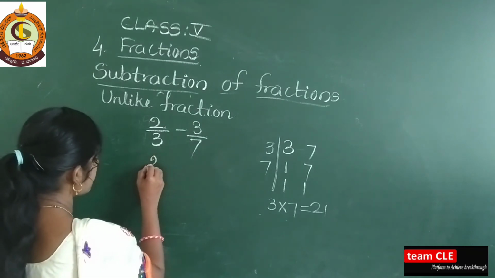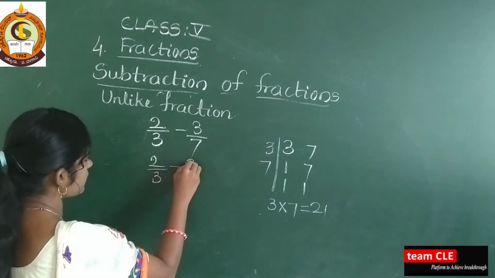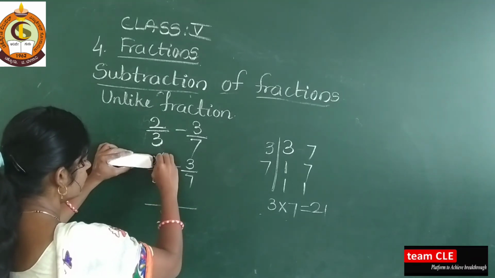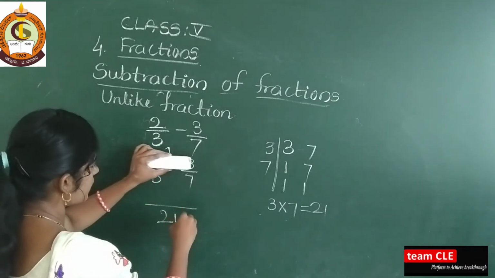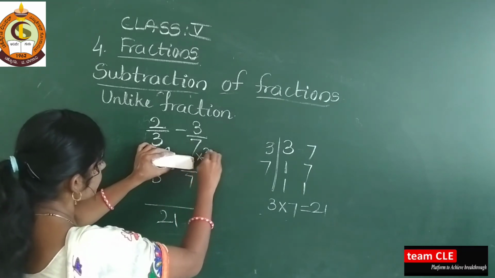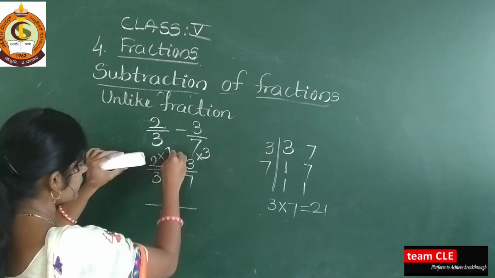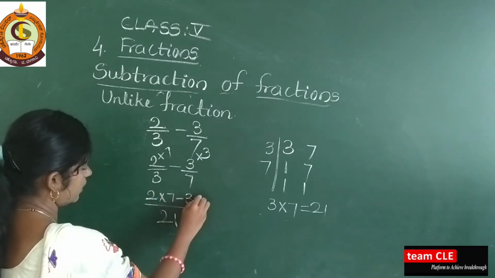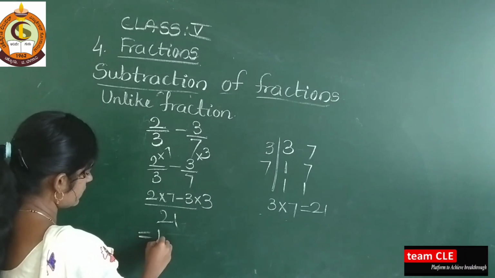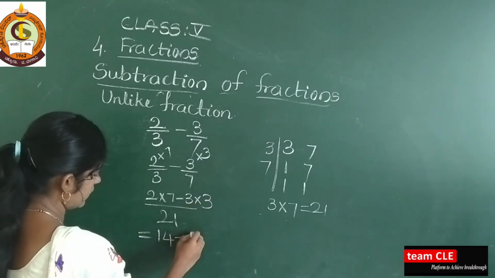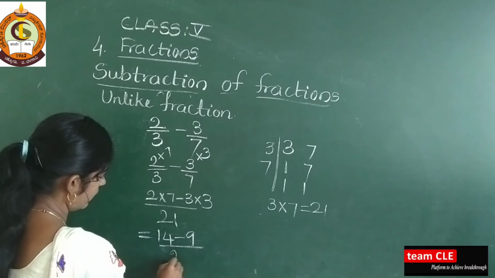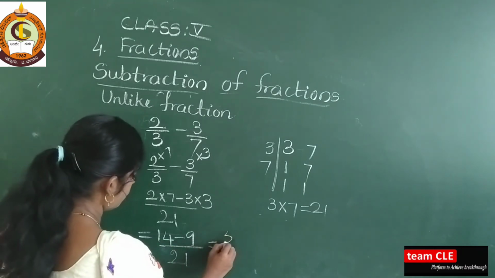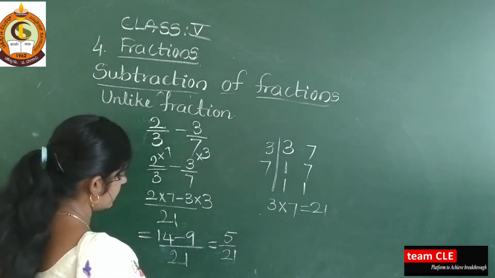Once again I will write this question, 2 by 3 minus 3 by 7. Here I will take 21. 3 how much are 21? 3 sevens are 21. 7 how much are 21? 7 threes are 21. Then 2 into 7 minus 3 into 3. 2 sevens are 14 minus 3 threes are 9, upon 21. 14 minus 9 is 5. 5 by 21 will be the answer.